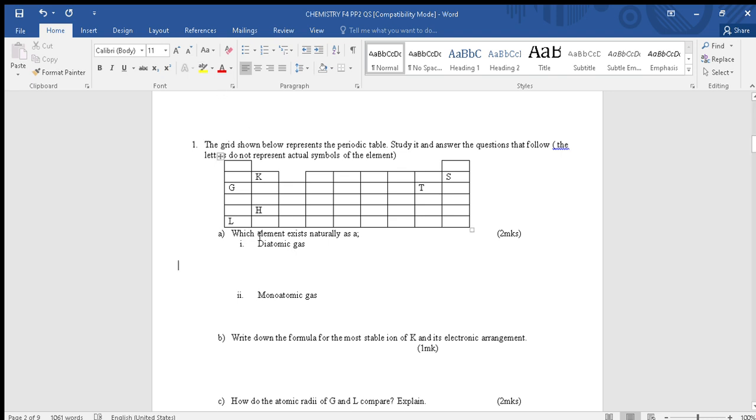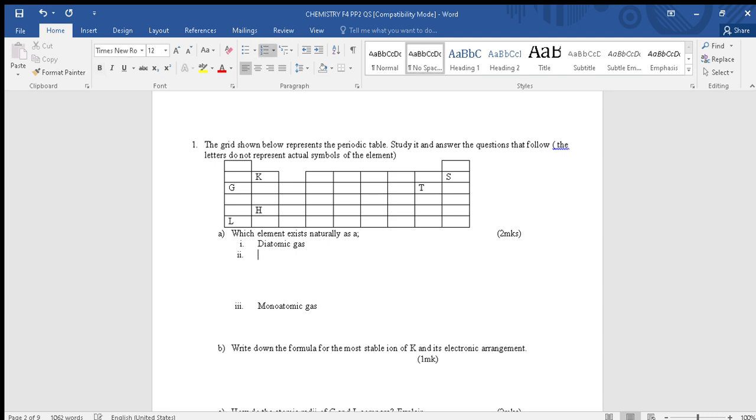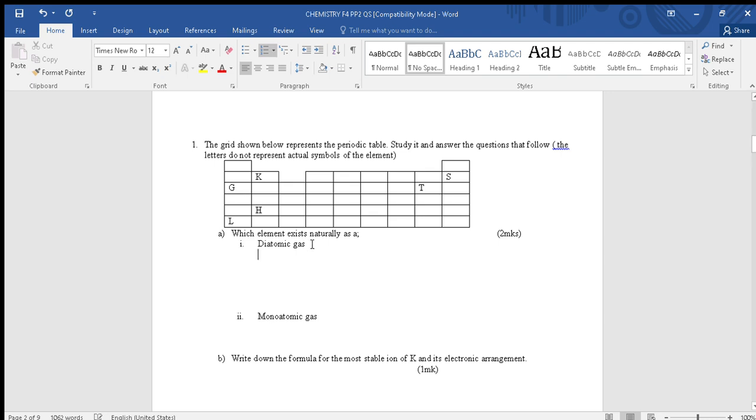So if you're asked, for example, which element exists naturally as a diatomic gas? You must ask yourself, what do we mean by an element existing as a diatomic gas? When you talk about a diatomic gas, you're talking about something like oxygen. Oxygen is usually written as O2. That is how oxygen is usually written.